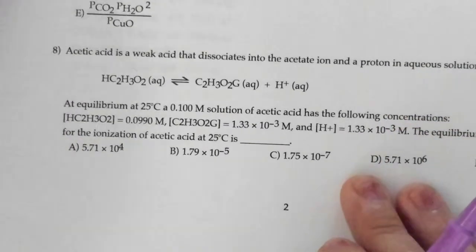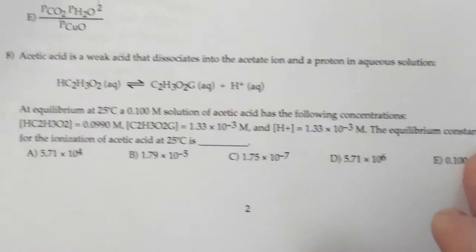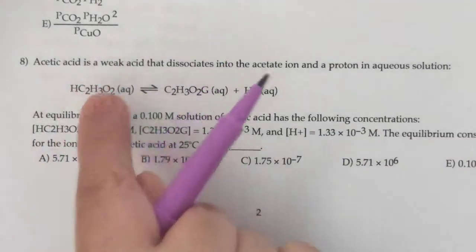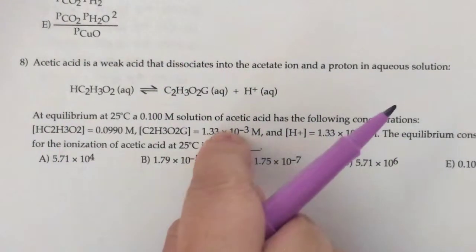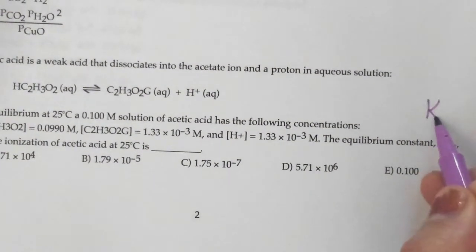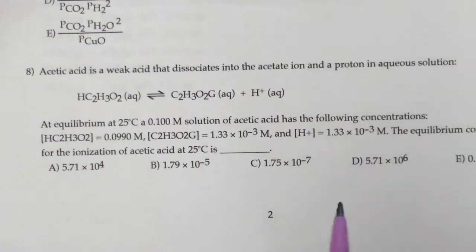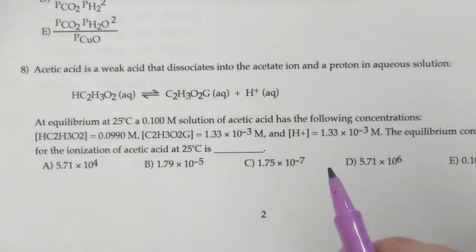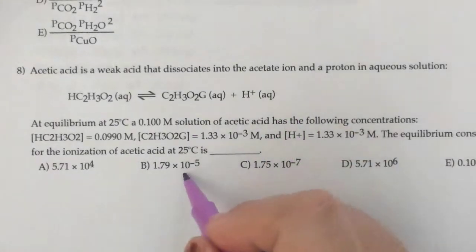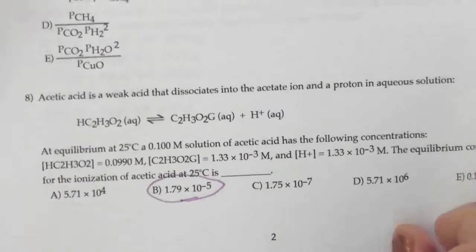Number 8, same idea. You're just finding Keq, the equilibrium constant, product over reactants. In this case, they mean Keq as Kc, the equilibrium constant for concentration. So for 8, if you do the math, you're going to get B. Product over reactant.